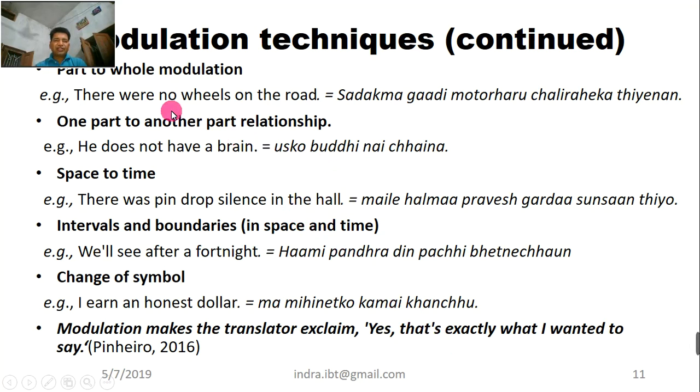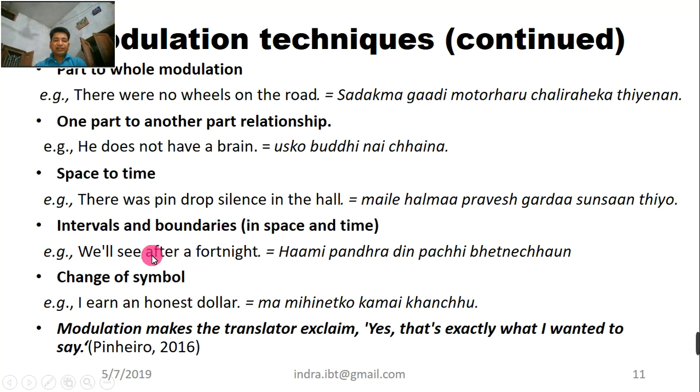Modulation techniques continued. So part to whole modulation. For example, "there were no wheels on the road" can be translated into Nepali as सडकमा गाडी मोटरहरू चलिरहेका थिएनन्. So wheels have been translated into गाडी मोटरहरू. One part to another part relationship. "He does not have a brain" can be translated as उसको बुद्धि नै छैन. Space to time. "There was pin drop silence in the hall" can be translated into Nepali as मैले हलमा प्रवेश गर्दा सुनसान थियो. So in the hall is space, प्रवेश गर्दा is the time, moment.